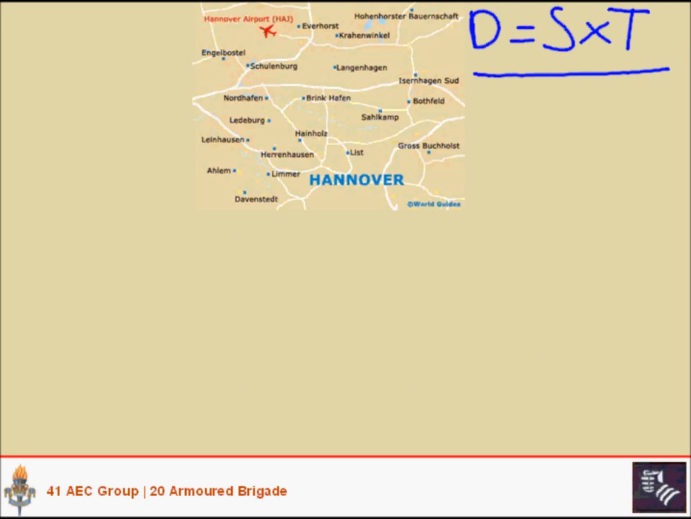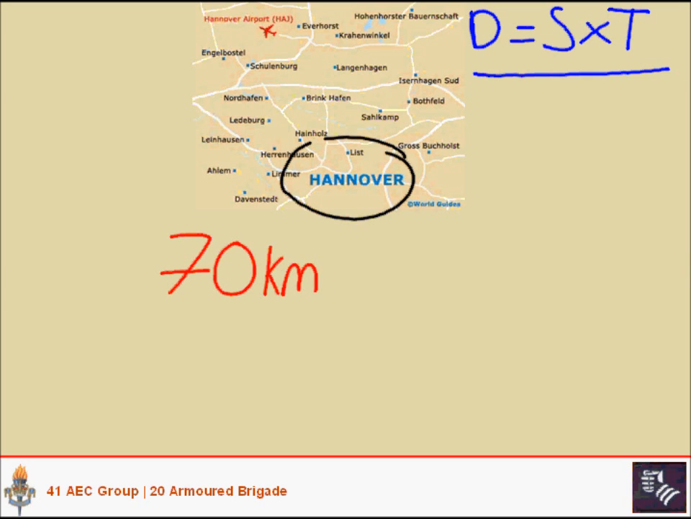On a recent journey to Hanover Airport, you maintained an average speed of 70 kilometers an hour. It took you 1 hour and 50 minutes to get there. How far did you have to drive? Remember the equation, distance equals speed times time, as you can see in the top right hand corner. Let's work it out. 70 kilometers times 1 hour 50 minutes.